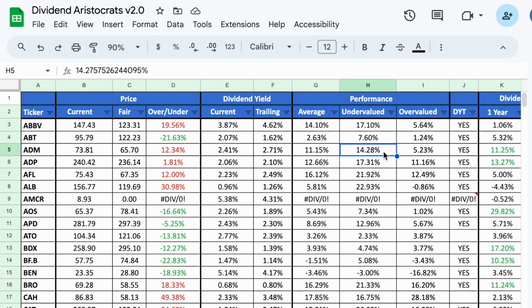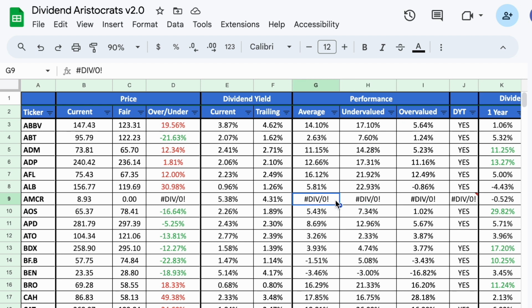Archer Daniel Midland also passed the test with a return of 14.28% while undervalued, compared to 11.15% overall. ADP passes as well, with a return of 17.31% while undervalued, compared to 12.66% overall. Aflac passed with a return of 21.92% while undervalued, compared to 16.12% overall. Albemarle passed with flying colors with a return of 22.93% while undervalued, compared to 5.81% overall.